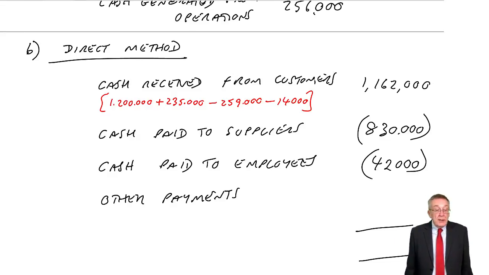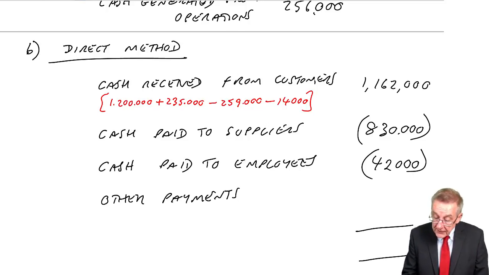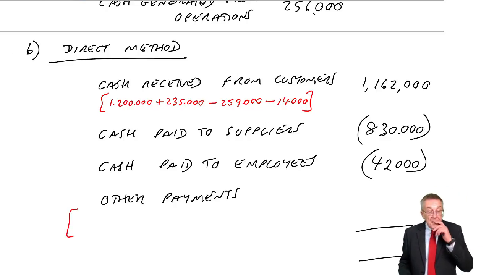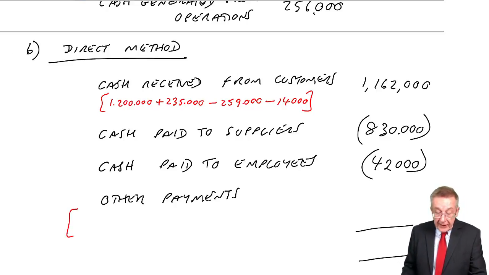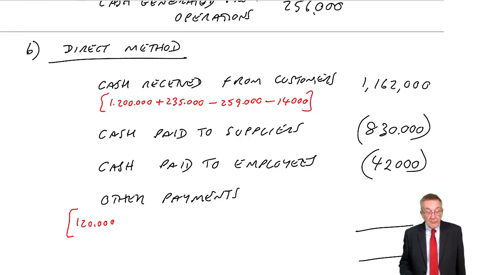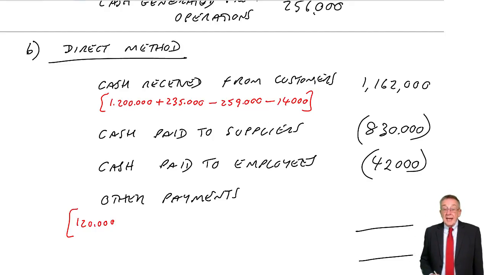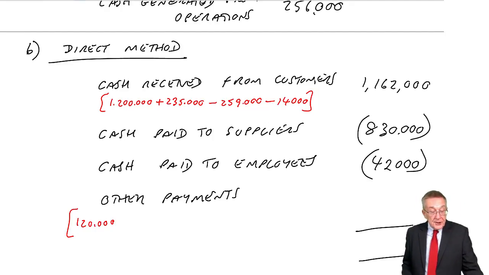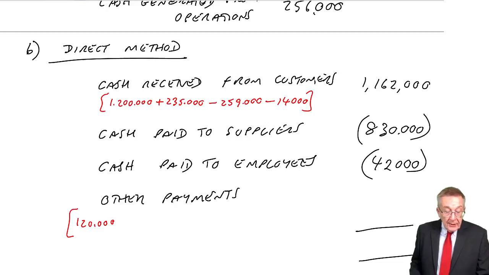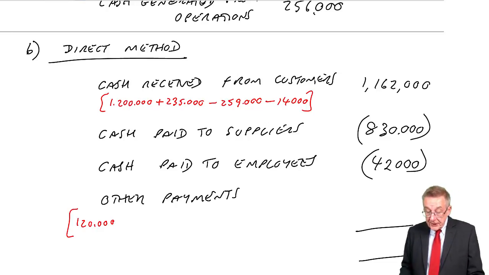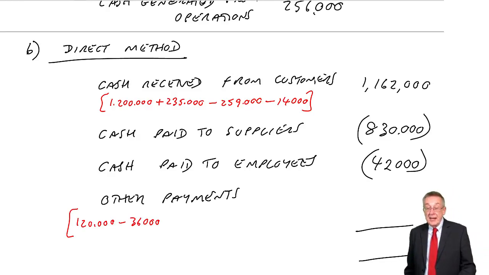And finally, the other payments, the payments for expenses. Well, I'll do the workings for that here. From the statement of profit and loss, the cost of expenses was 120,000. Why isn't that the cash paid? Firstly, if you look at note 1, that includes depreciation of 36,000. Well, 36,000 isn't a cash payment, so remove it from the total payments.